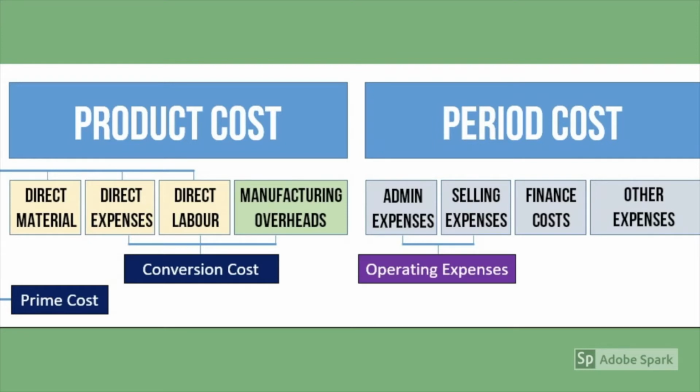Another thing that needs to be considered is product versus period costs. So product costs are your variable costs, like your direct materials, direct expenses, direct labor, manufacturing overhead, and those all are related to making the product. Period costs are your admin expenses, your selling expenses. Your period costs are what is going to be viewed in your income statement, which we'll see later in this video.